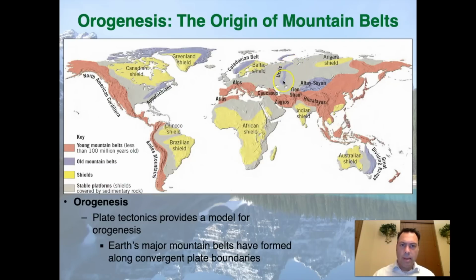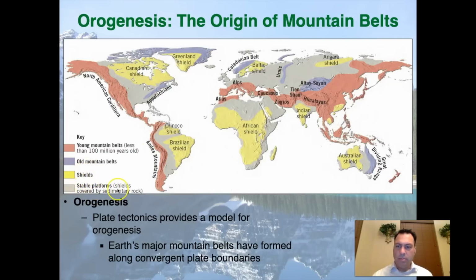So here we see them again. They're like ribbons. The Caledonian is like a ribbon. Again, the Appalachians are like ribbons. And so they don't form these big bulbs in the middle of the continents. They seem to be aggregated along the edges of these gray areas and these yellow areas. So what are these yellow and gray areas? Well, these are called shields and stable platforms.